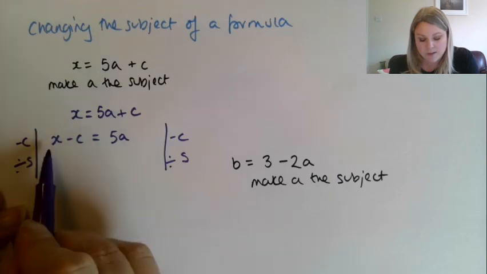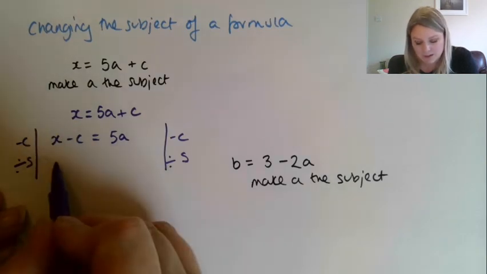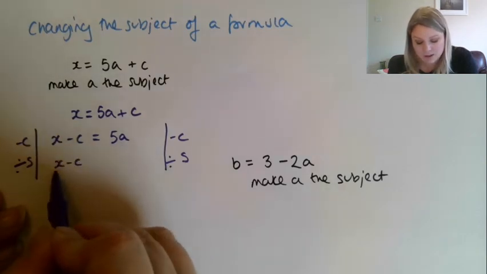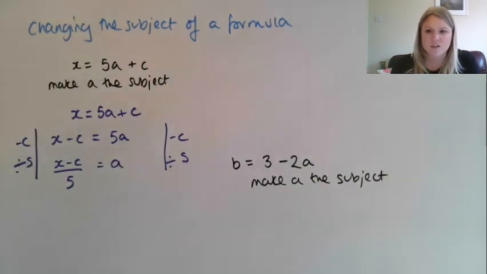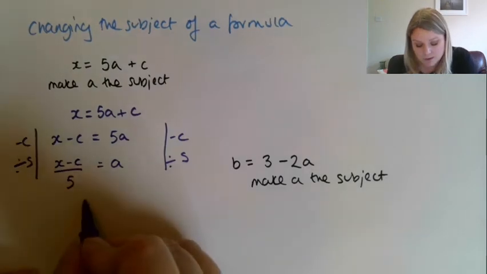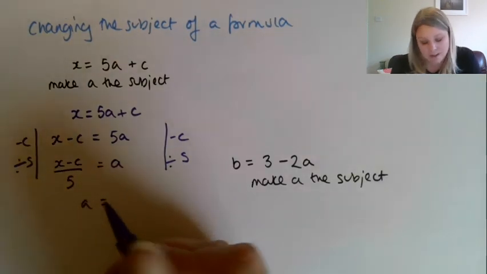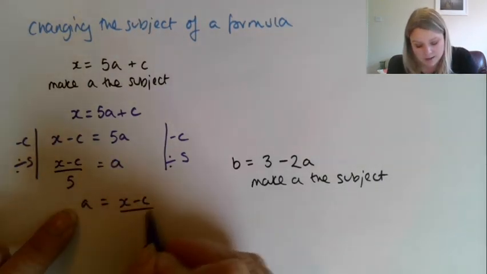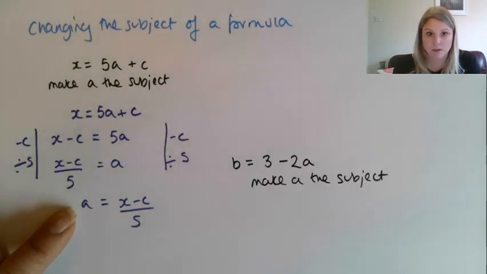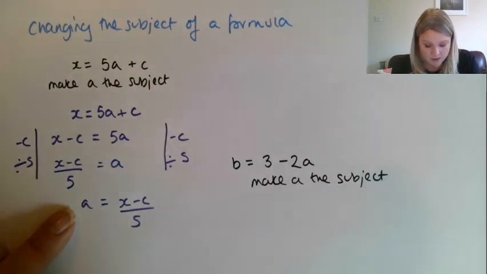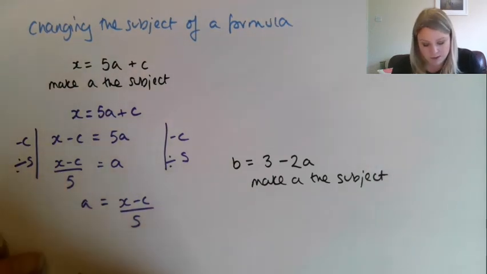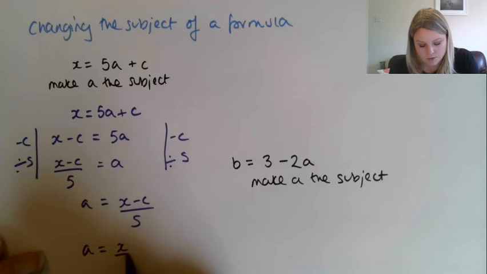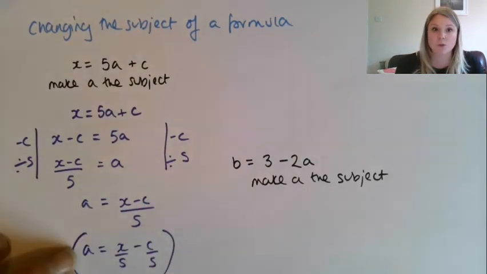So dividing by 5 means this whole thing has to be divided by 5. The easiest way to write it is just like that. And then it's just convention that we write it this way around with the subject on the left hand side. So a equals x minus c all over 5. Now, say you had done that one and at this stage you'd written it a little bit differently. An alternative answer that would also be correct would be a equals x over 5 minus c over 5. Okay, so that would also be right there.